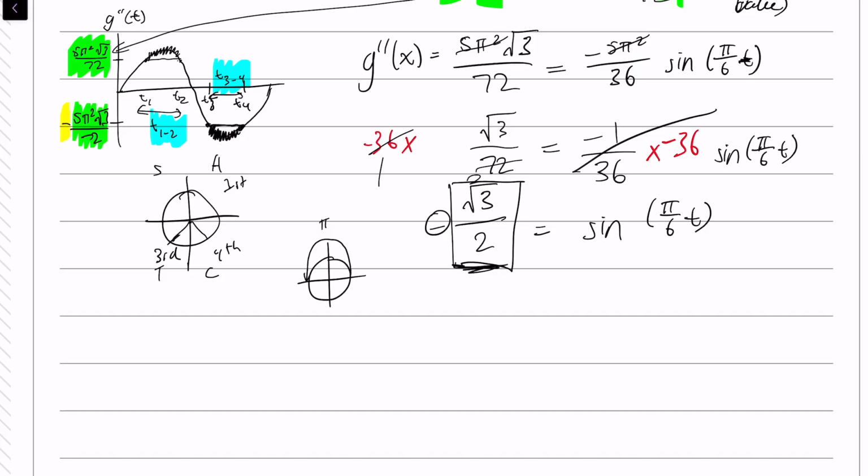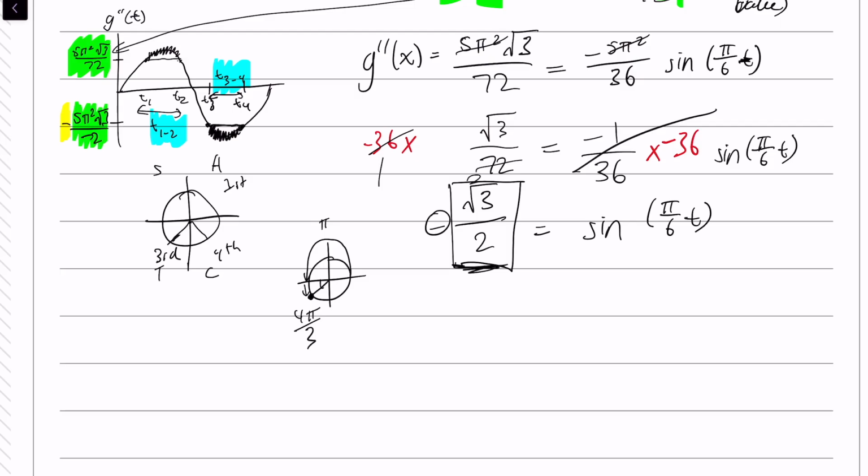So the value here in this bottom left quadrant: if I want sine to be square root 3 on 2, which is going to be a higher value, I'm going to want a higher angle here, greater than pi on 4. So that's going to be 4 pi on 3.